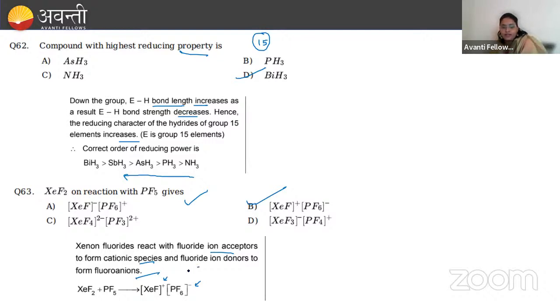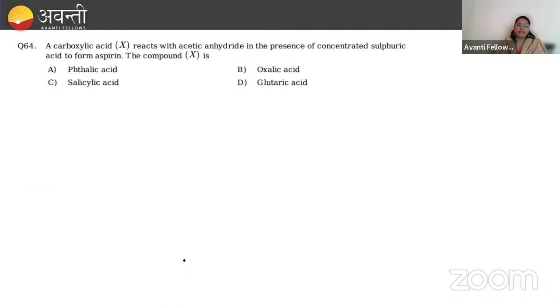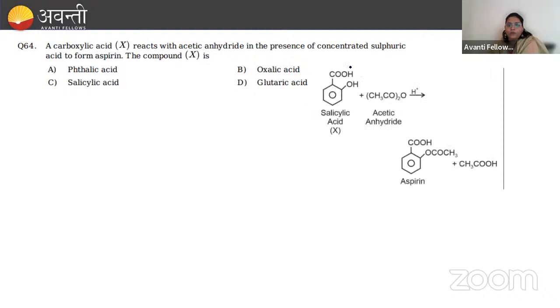Yeah. Next. Very good. A carboxylic acid reacts with acetic anhydride in the presence of concentrated sulfuric acid to form aspirin. Such a compound is. Yes, there is a carboxylic acid X which on reaction with acetic anhydride gives us a compound which is phthalic acid, oxalic acid, salicylic acid or glutaric acid. So this is again very, very simple. Draw the structure of acid, okay, and you will be good to go.